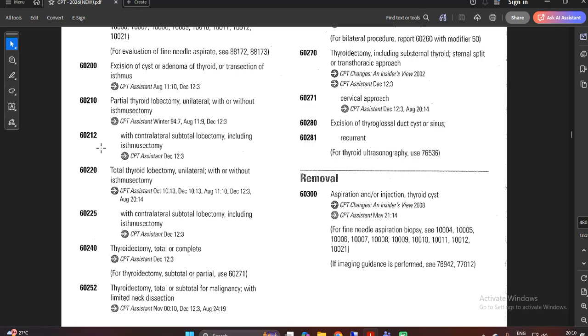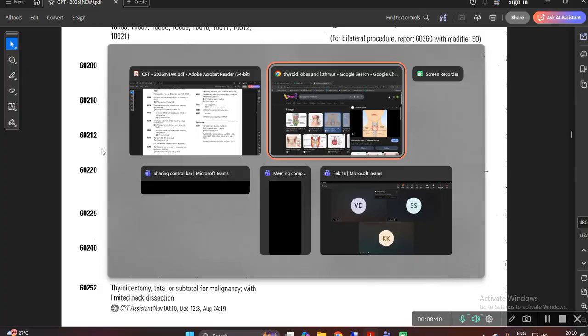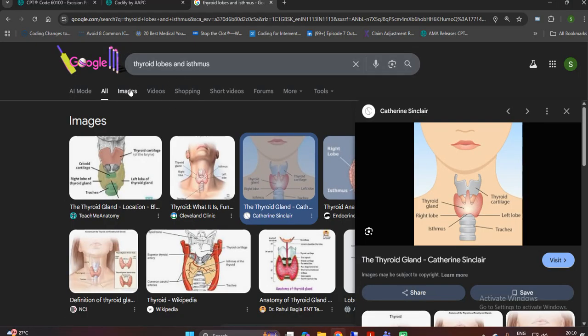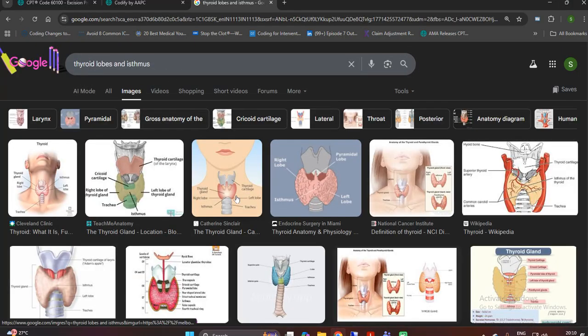Any doubt? Clear? 210 is for removal of part of the thyroid lobe on the right side or left side. Okay. 60212 is the contralateral side. Okay. So one second.